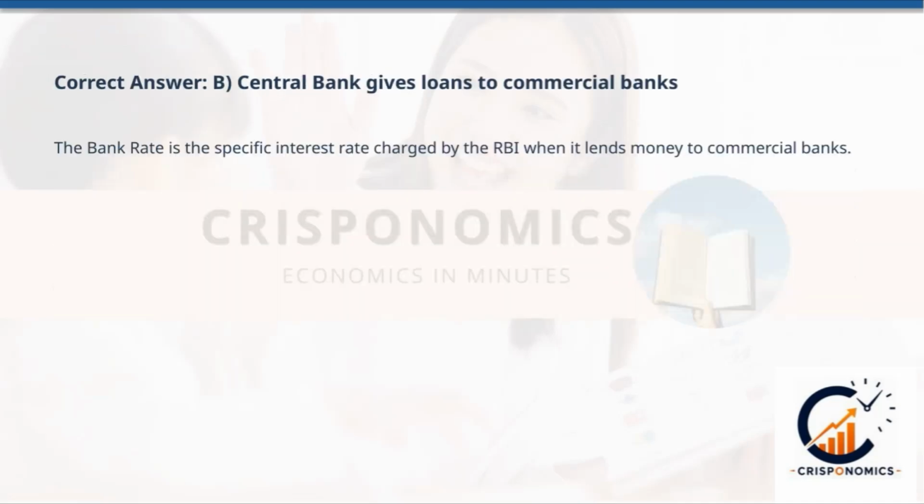Let's talk about the bank rate. It's the interest rate the Reserve Bank of India charges when it lends money to commercial banks. Think of it as the RBI's price tag for short-term loans to these banks. This rate influences how much banks pay to borrow funds, which then affects the wider economy. So, when the bank rate changes, it sends a signal to the entire financial system. In this case, the correct understanding is that the central bank lends money to commercial banks at this rate.